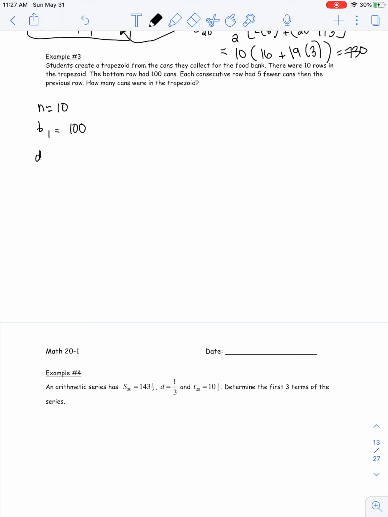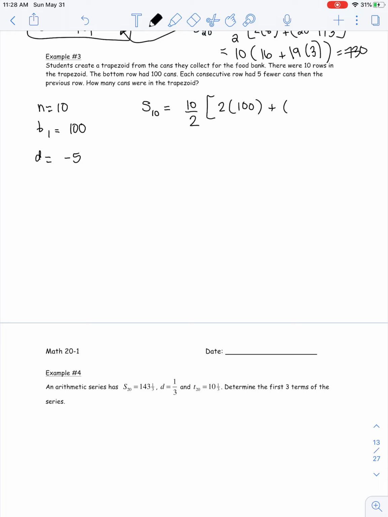And we know that every row above that, our common difference, we are subtracting 5 cans to go from term to term. So anytime we go from a row to the next row, we would subtract 5 cans. So this would help us create our equation where we're finding the sum of 10 rows. 10 over 2, we're using the first equation again because we don't know how many cans are in the top row.